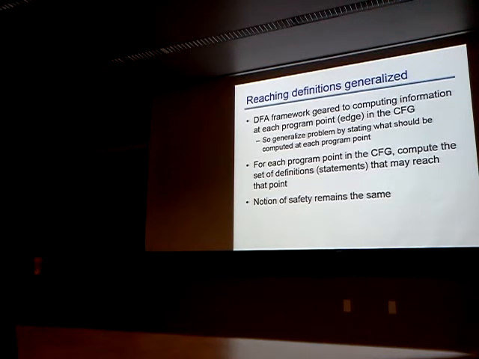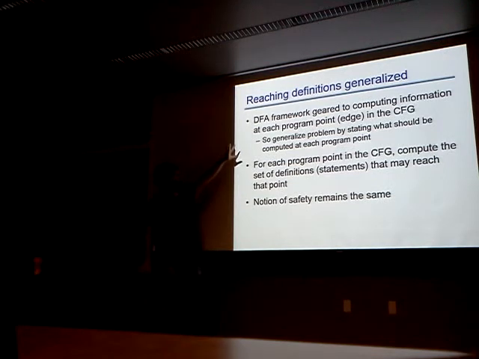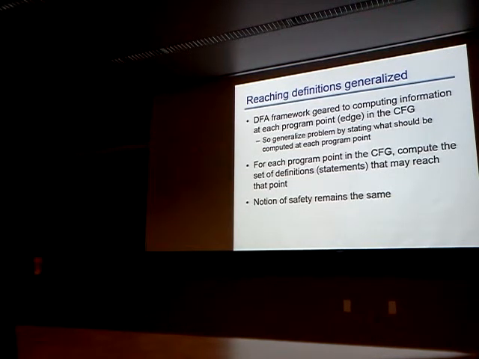So, what we have to do is we have to generalize our problem to this setting. And so what we'll do is, for each program point in the control flow graph, in other words, for each edge in the control flow graph, we'll compute a set of definitions that may reach that point. Okay? And the notion of safety remains the same.